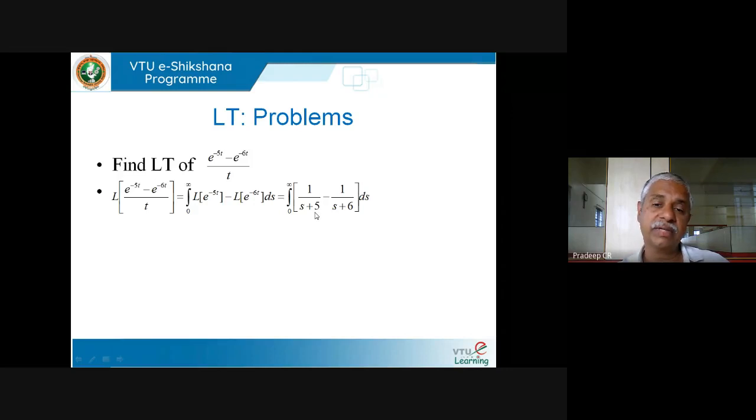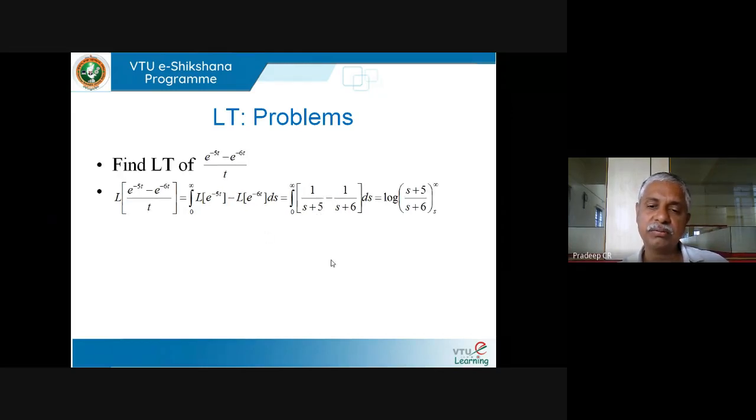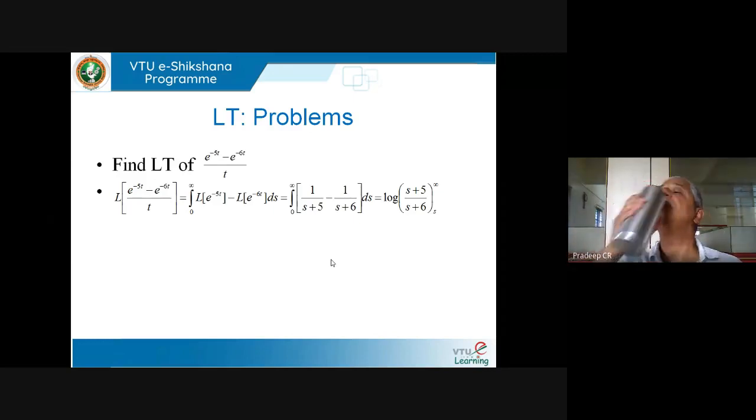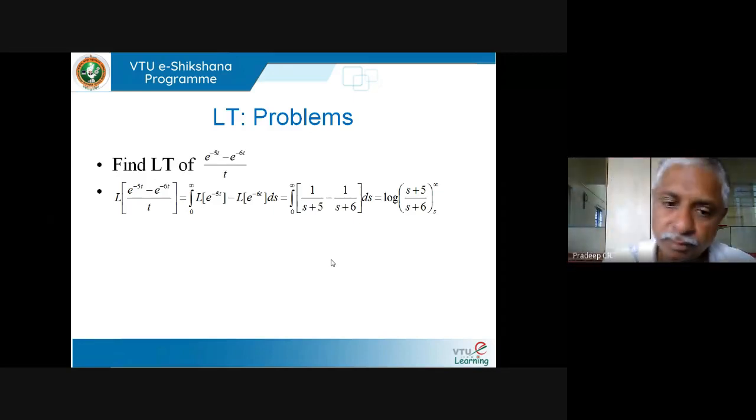1 by s plus 5. What is the integral of that? Log of s plus 5. Correct. So this is log of s plus 5 minus log of s plus 6, which is shortened into log of (s plus 5) by (s plus 6), with s ranging from s to infinity. Please recall all these limits. They are all important. So the Laplace of (e power minus 5t minus e power minus 6t) by t is log of (s plus 5) by (s plus 6), with limits from s to infinity.